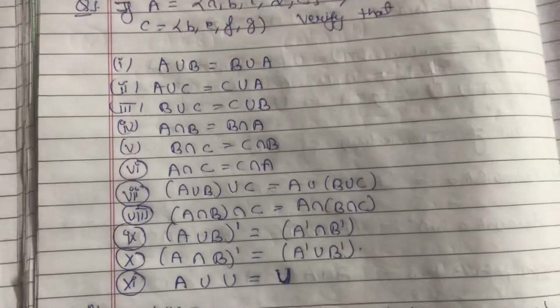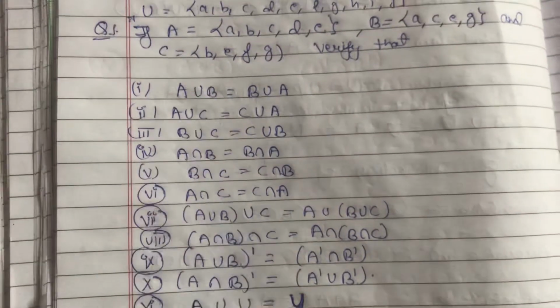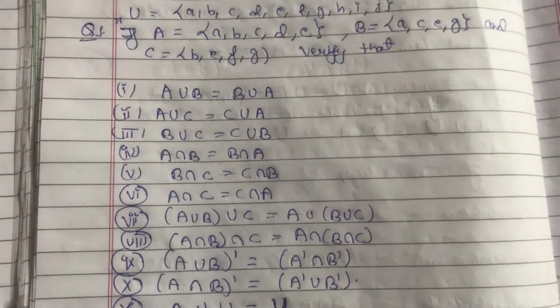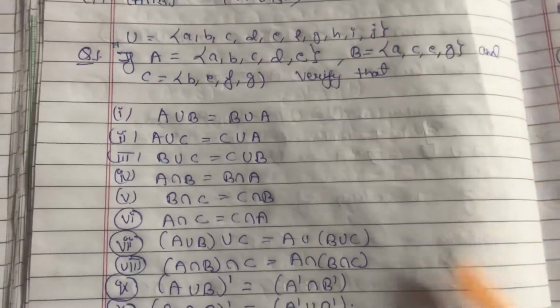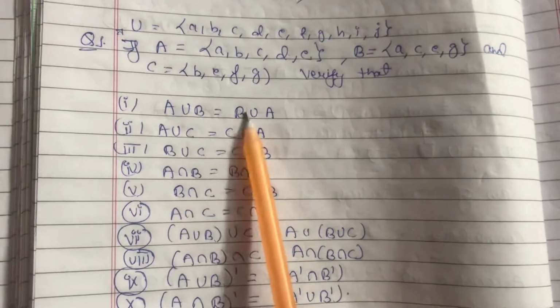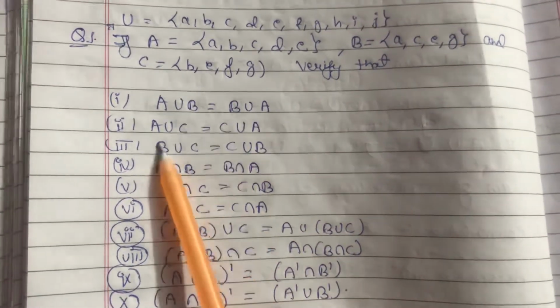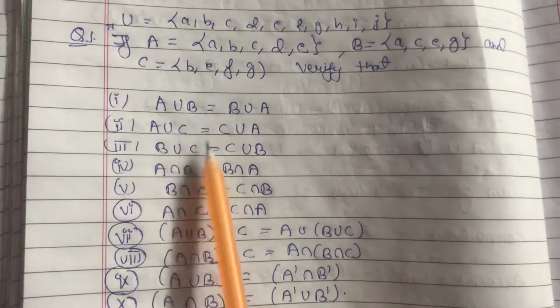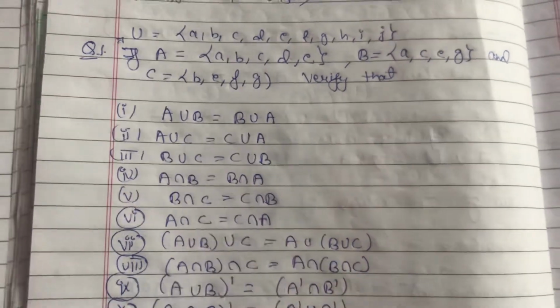I have to verify the following. There are 9 questions over here, and I will be verifying each and every one by one based on the given sets. The first law was commutative, that is A union B is equal to B union A. And this I will be proving for AC, BC, and AB, all the 3.